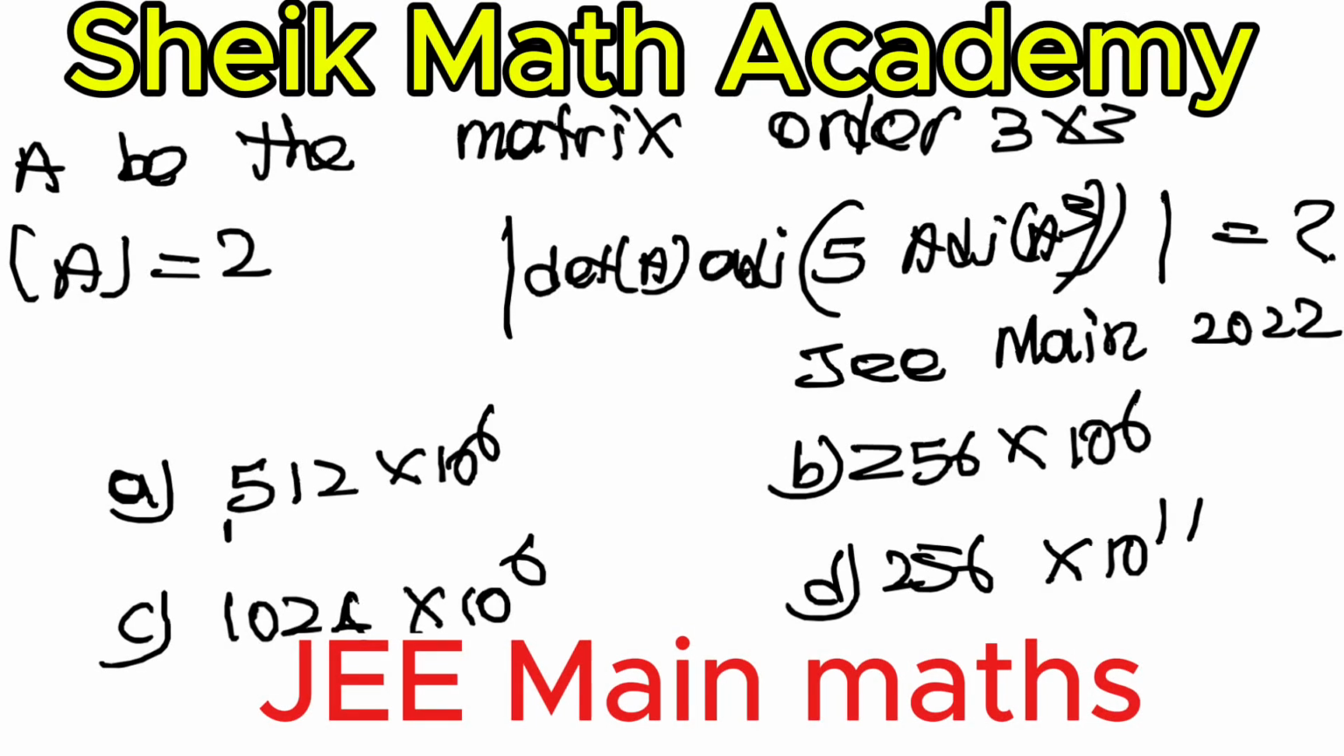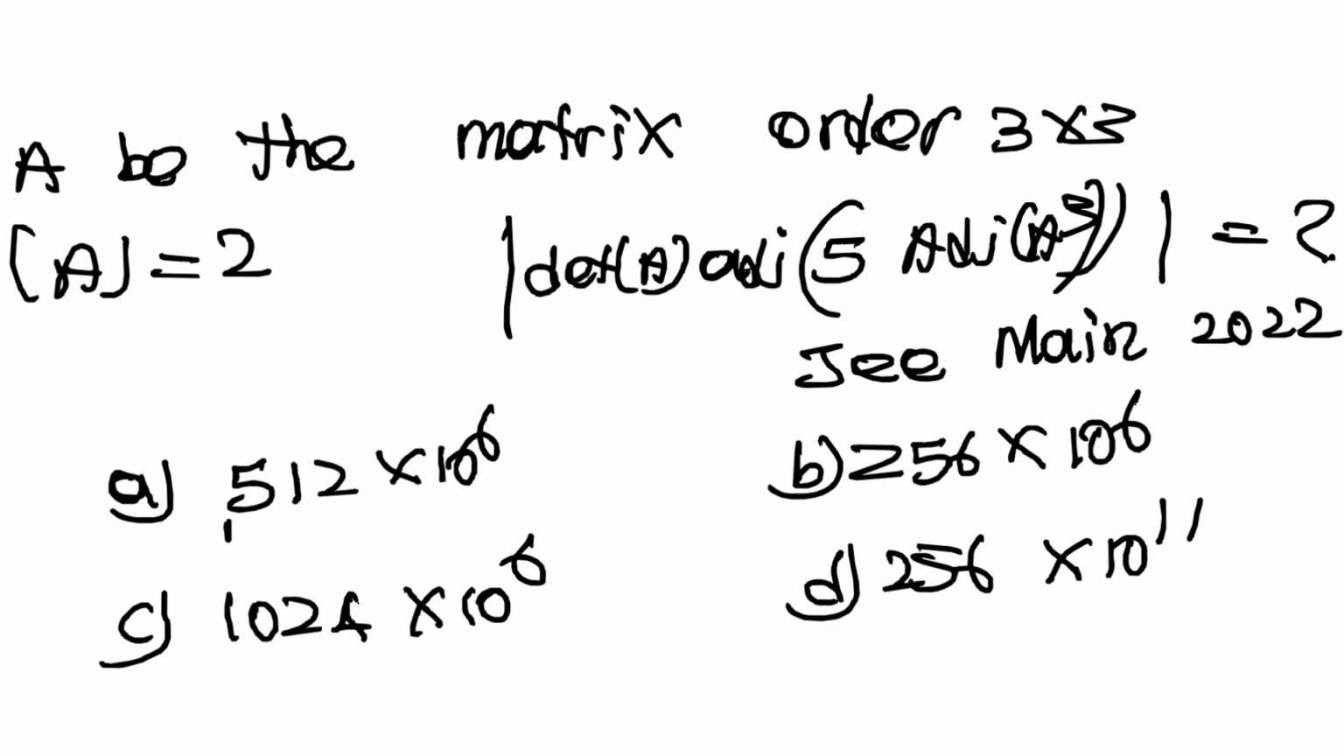In this lesson we are going to see a JEE Main Maths question from the year 2022. Let A be a 3 cross 3 matrix, determinant of A equal to 2. Then what is the value of determinant of 2 adjoint 5 adjoint A cube? They have given 4 options.